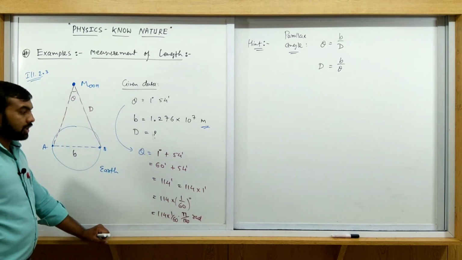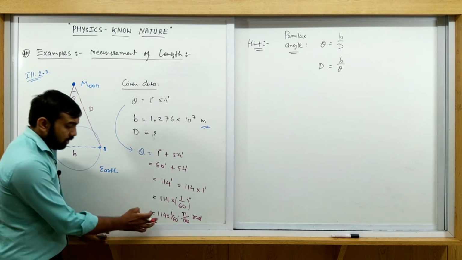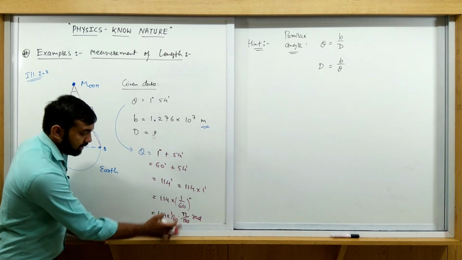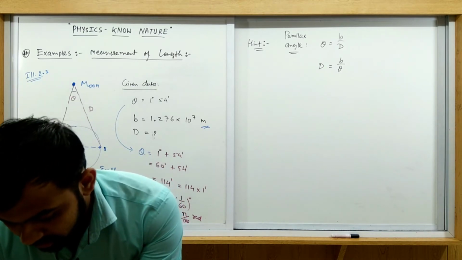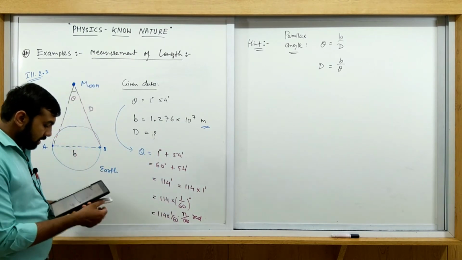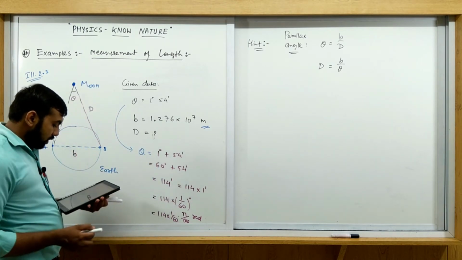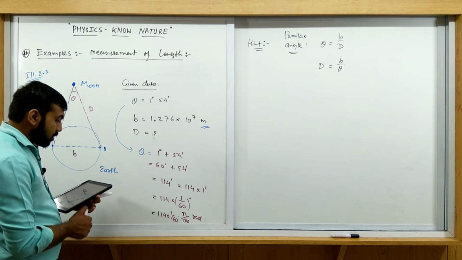Pi upon 180 radian. So finally you get this answer. Just try to solve 114 upon 60 upon 180 pi. So when you calculate this angle, you get 3.32 into 10 raised to minus 2 radian.